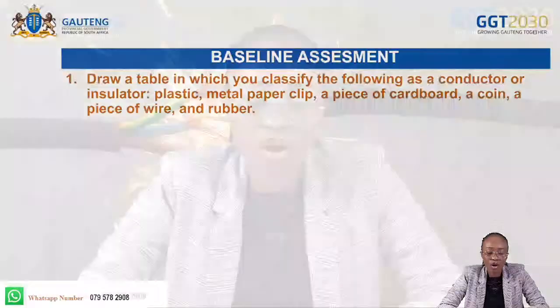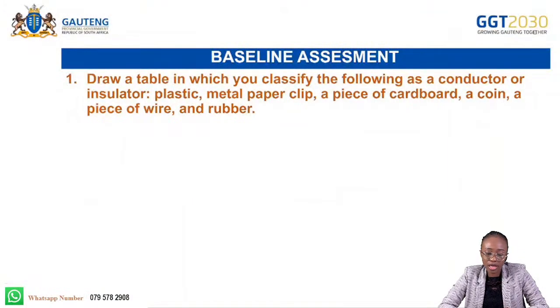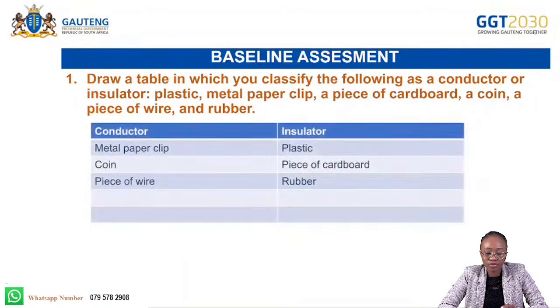Welcome back, learners. Now let's answer the questions together. The first question reads, draw a table in which you classify the following as a conductor or insulator: plastic, metal paper clip, a piece of cardboard, a coin, a piece of wire, and rubber. Draw a table. So here is the table. The table has two columns. On the left, we've got conductor, and on the right, we've got insulator.